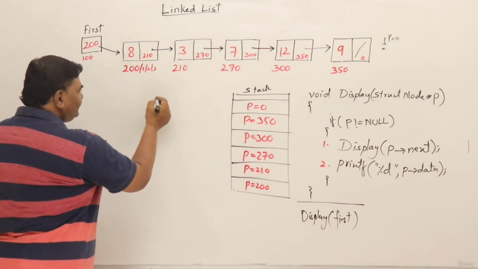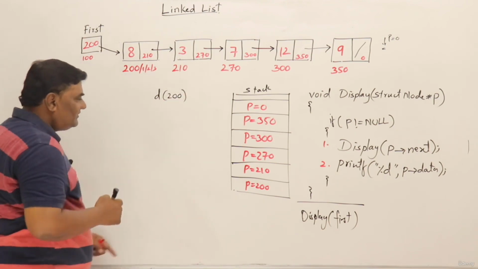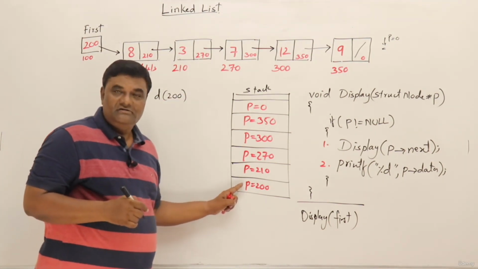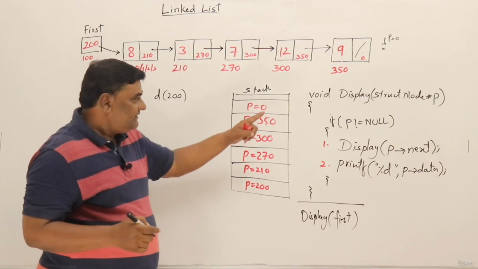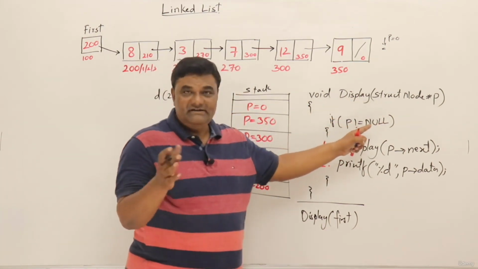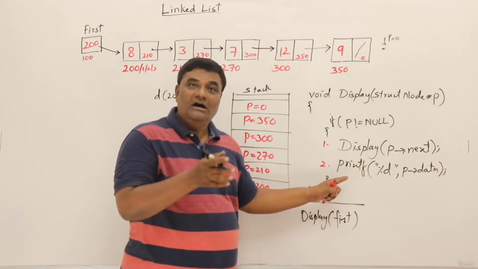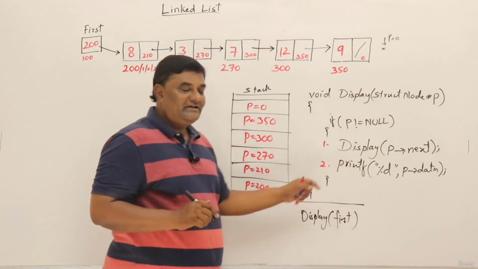First time when the function is called, it is called with address 200. So this is the first call. Yes, this is the first call. Activation record is created. P is 200. P is not null. Yes, it is not null. Call itself again. What about printing? Afterwards, first of all, call itself again.